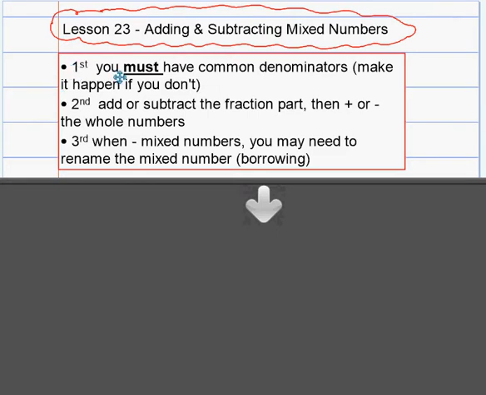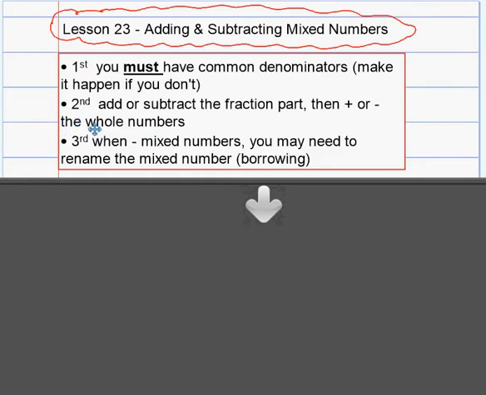But first, you must have common denominators. So make it happen if you don't. And we went over that in lesson 9, making equivalent fractions. And that's really pretty simple. You just go back over that lesson, but multiply by a fraction that is 1, like 4 over 4 or 2 over 2 or 10 over 10, whatever it needs to be to get that common denominator.